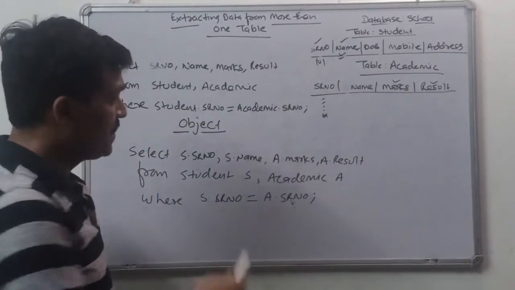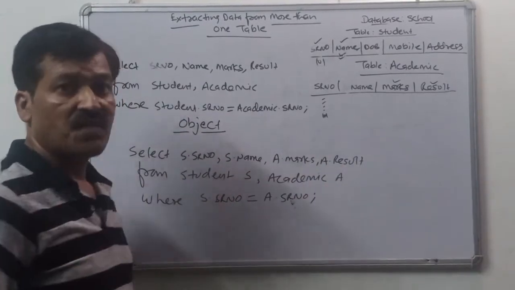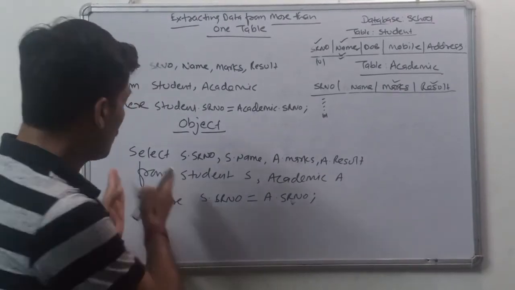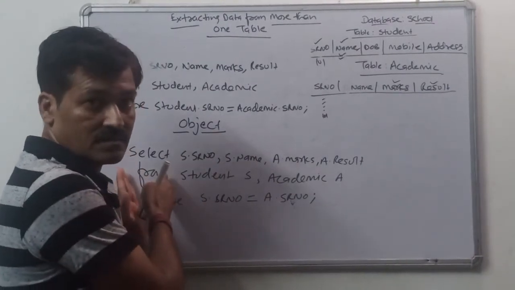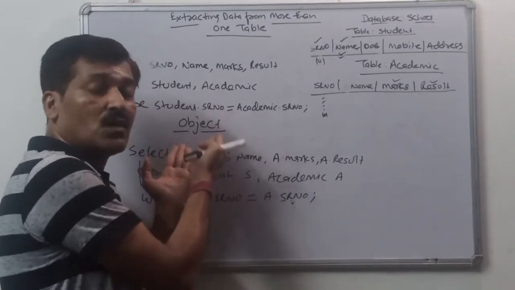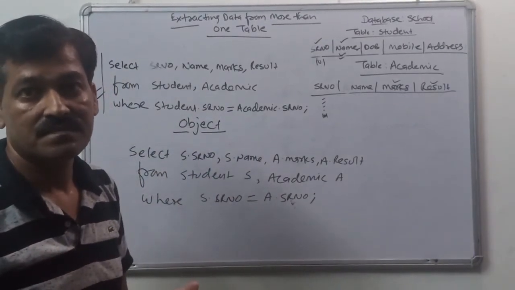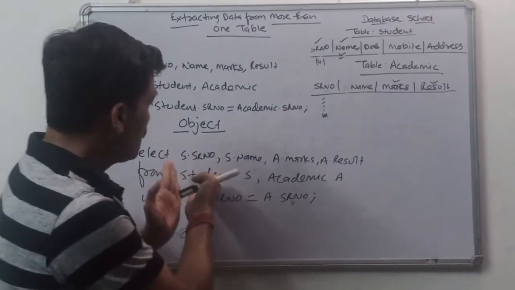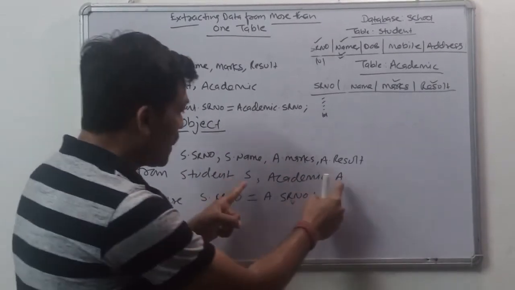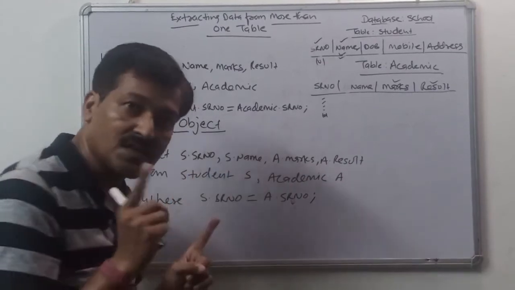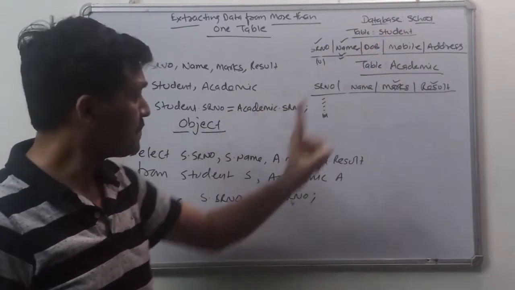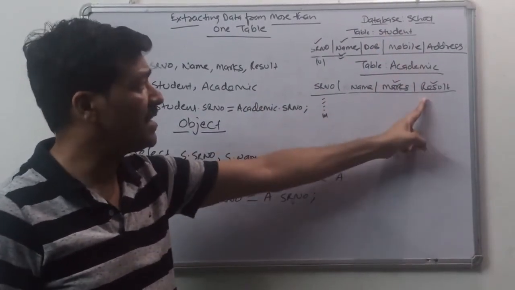You may ask how we can use these names first before declaring them. Query execution always starts from this area, from. First of all the tables will be initialized, then the conditions will be tested, and only then the column names will be executed. So my dear students, student space S, academic space A means these two are the objects which now represent the tables. So S dot SR number means SR number and name are taken from table student. Marks and result are taken from table academic.